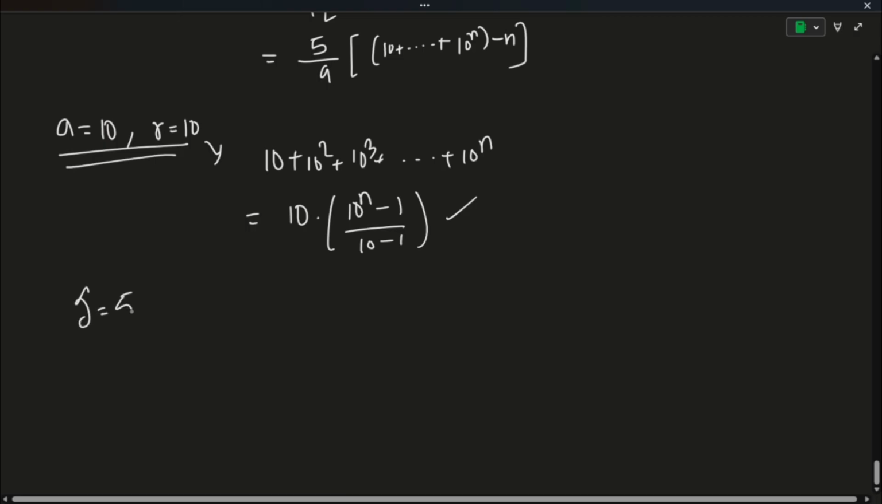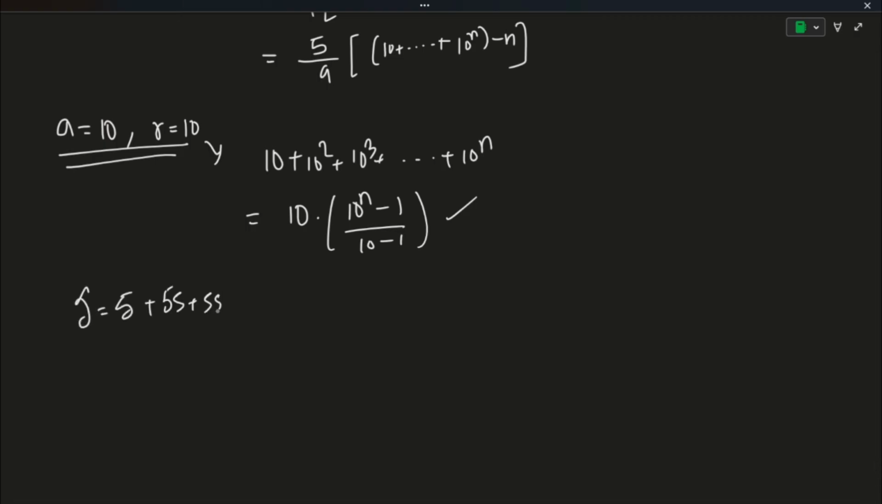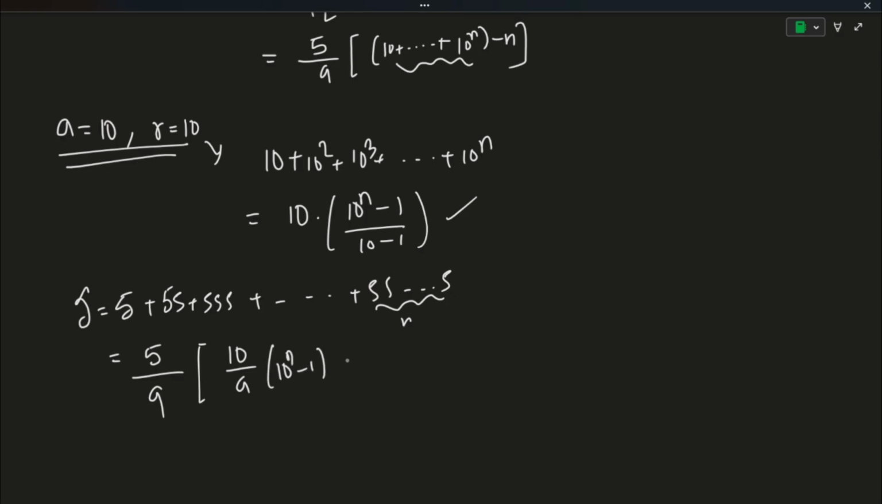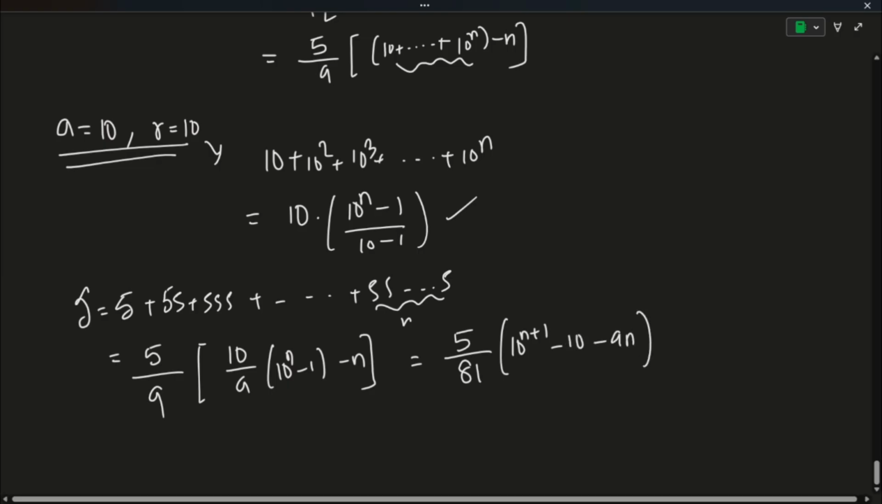So S, which was essentially 5 plus 55 plus 555 plus all the way up to 555 n times, is now equal to 5 by 9. For this expression I'm going to substitute this expression, which is 10 by 9 whole into 10 to the power n minus 1, minus n. And if you just simply take the LCM, you get 5 by 81, and inside you get 10 to the power n plus 1 minus 10 minus 9n, which is your correct answer. And this is the sum of the series.